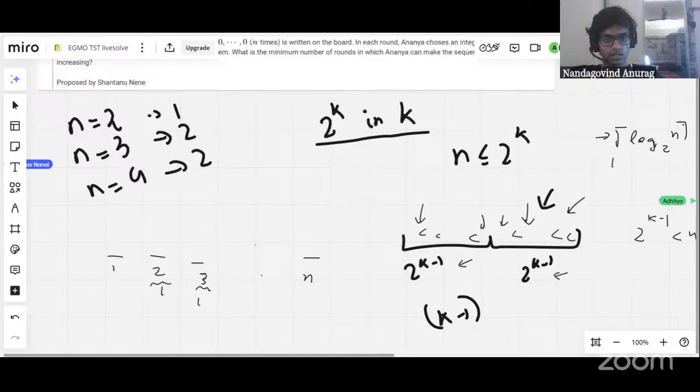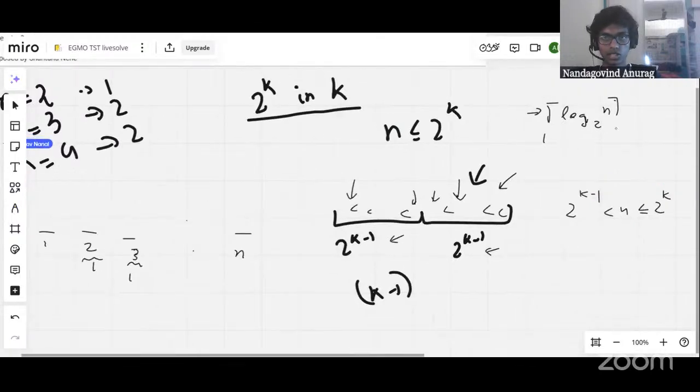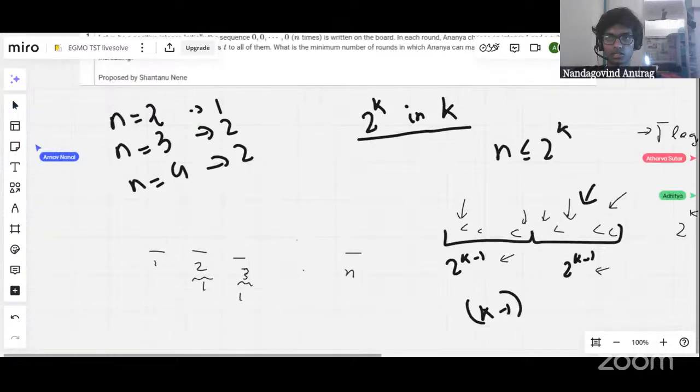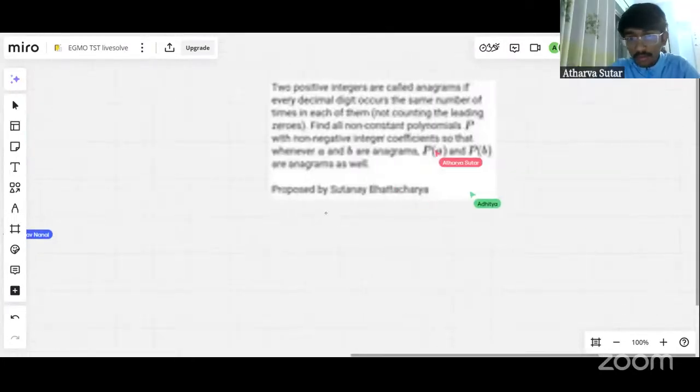So that translates to k, where k is the number of operations. That gives you that k is greater than or equal to log base 2 of n, and because k is an integer, the ceiling of log base 2 of n. So that's P1. Is everyone okay with that? Yeah. Okay. In the meantime, we have P2.